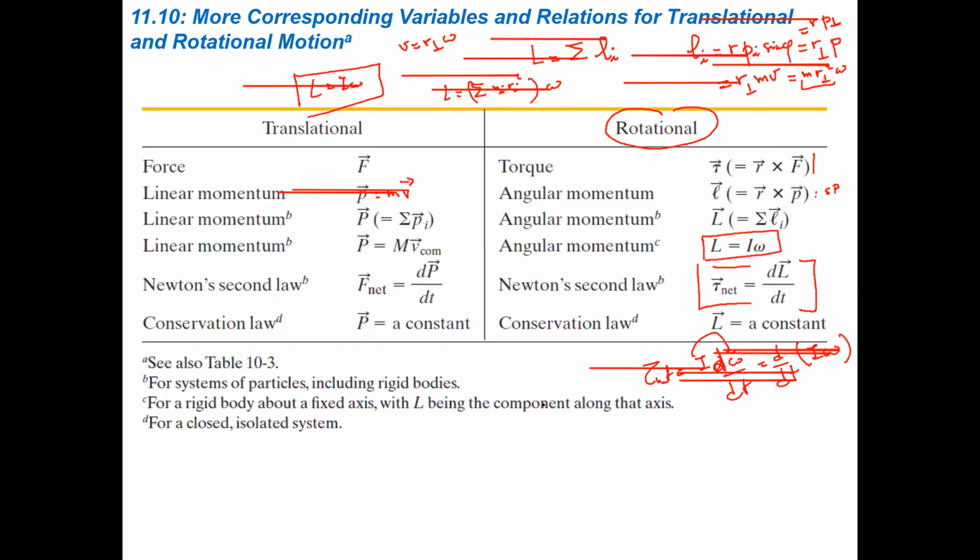Now, an isolated system is a system in which net torque is equal to 0. If net torque is equal to 0, that means angular momentum is constant. And I have a conservation law. I have conservation of angular momentum. In a closed and isolated system, meaning net torque is equal to 0, the angular momentum cannot change, no matter what changes happen in my system. The total angular momentum of the system will not change. It's a constant of motion.